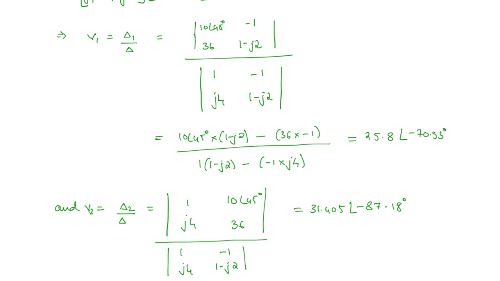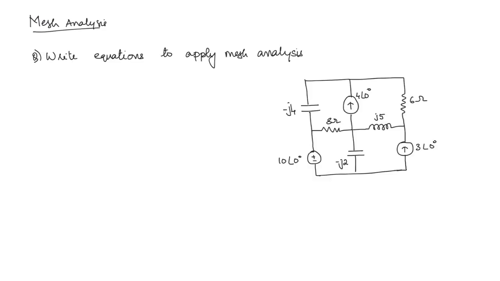So you can see that the procedure is the same, just that instead of dealing with the DC values, we are going to deal with the phasor values. Next we will do the mesh analysis. So this also will make use of our question. The question is, write equations to apply mesh analysis. That means we'll only have to write the equations. We don't have to solve it.